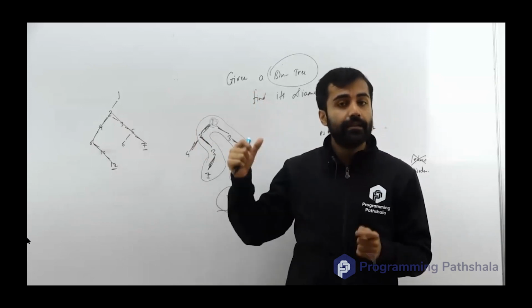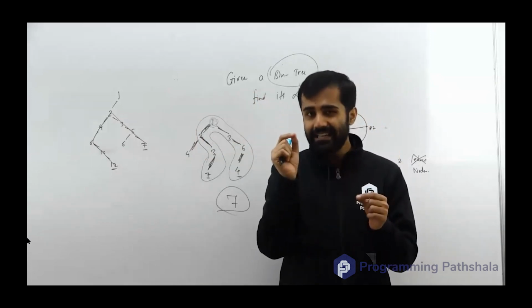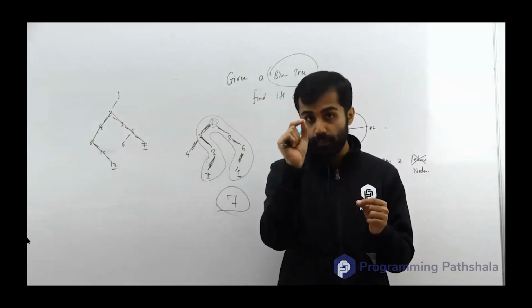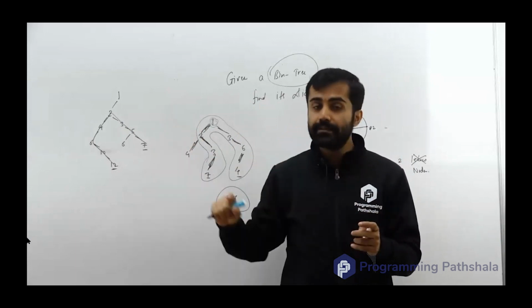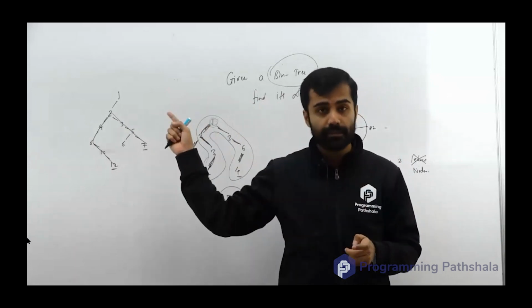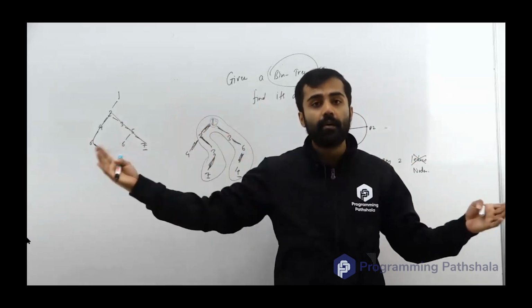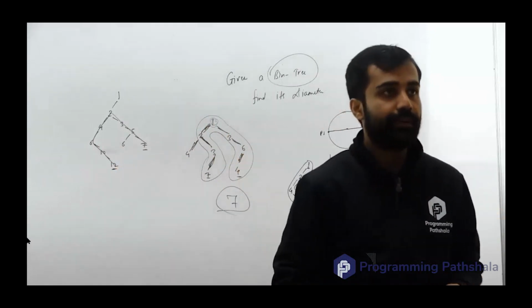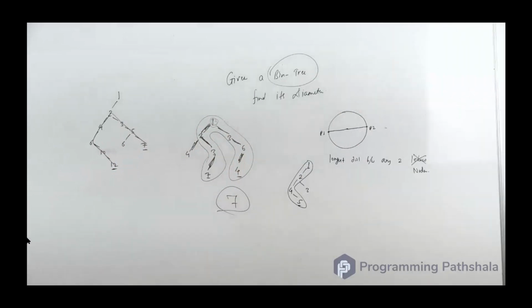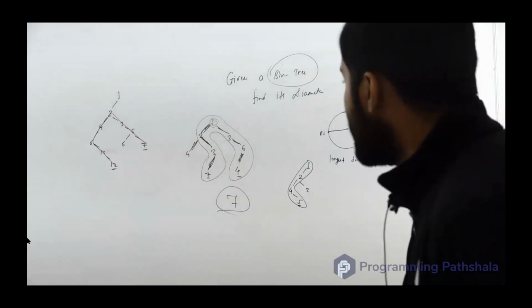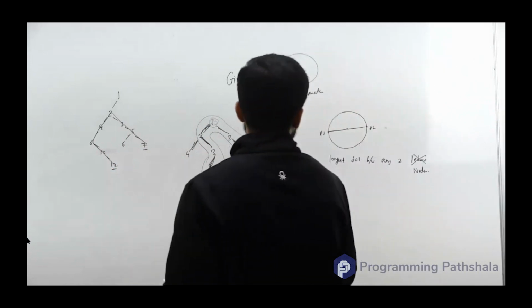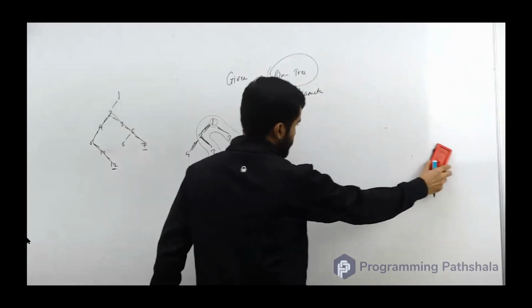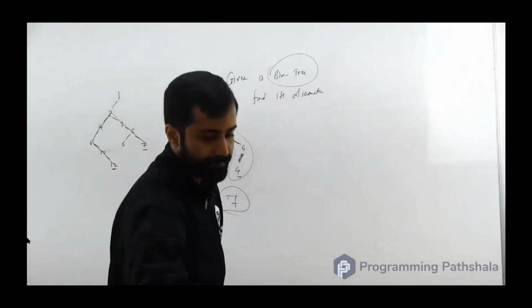In case of height, you knew that height will always pass through the root. But in case of diameter, it is not necessary that it will pass through the root. It can pass through any other combination of nodes. It's not known. So let's think of it. It's a good problem. It's a well-known but a good problem. If you conceptually understand it, you will be able to solve many questions on trees on your own. So let's conceptually get it.